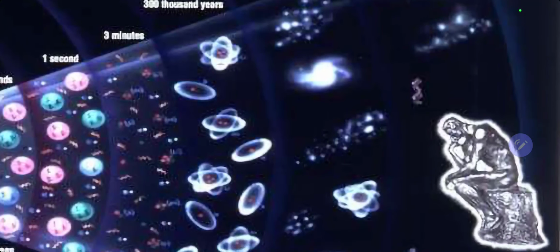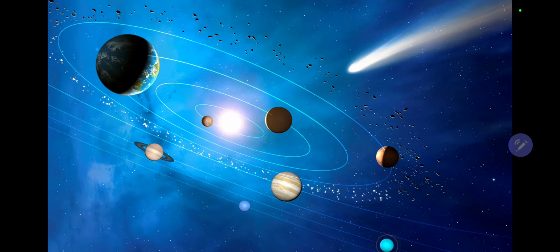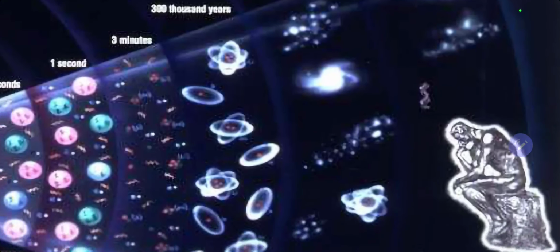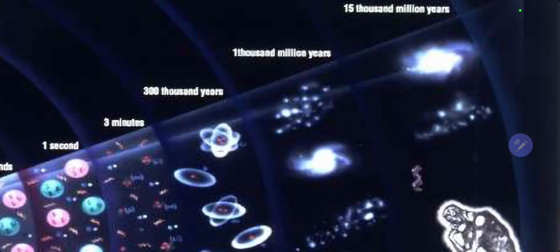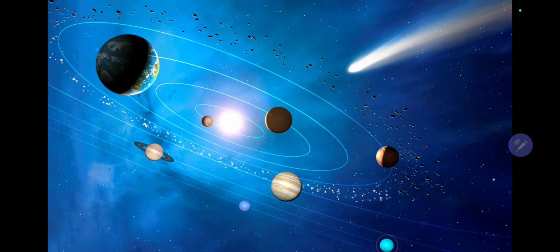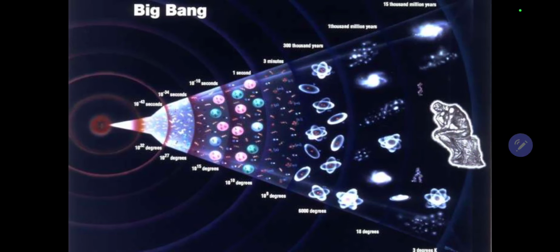Then 1,000 million years later, we create the first stars. Oh no, 1,000 million years later, the galaxies. And 15,000 million years later, we even create our solar system. And that is basically today.